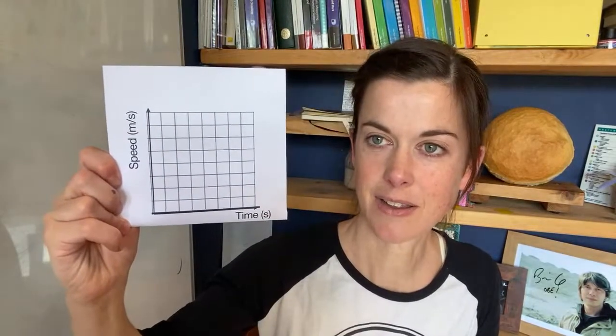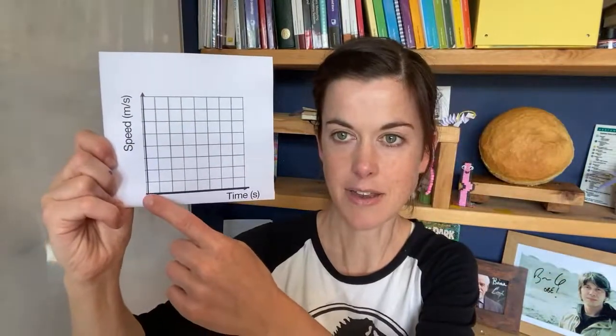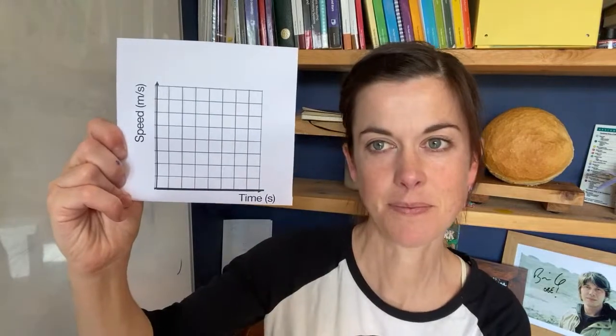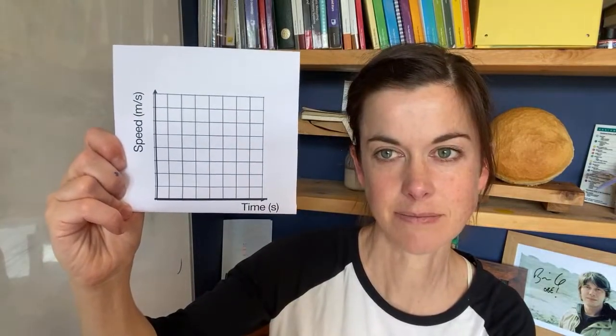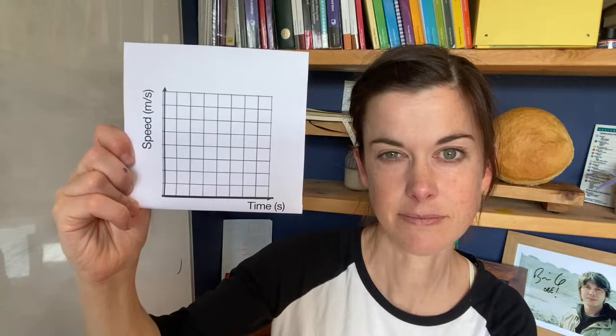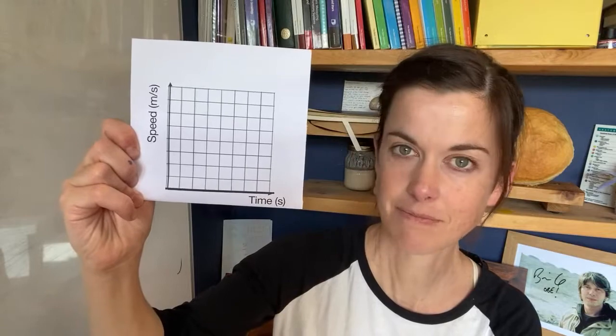And finally, what is this one doing? Speed time graph, and the line is just along the x-axis at the bottom. What is that thing doing? Got it?